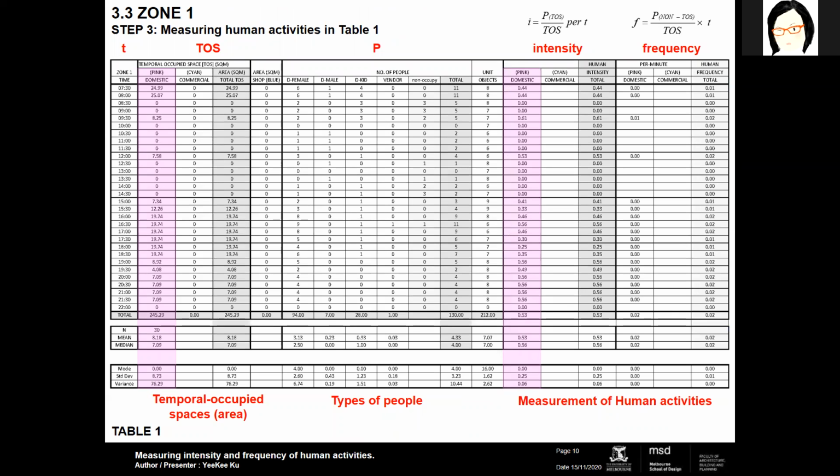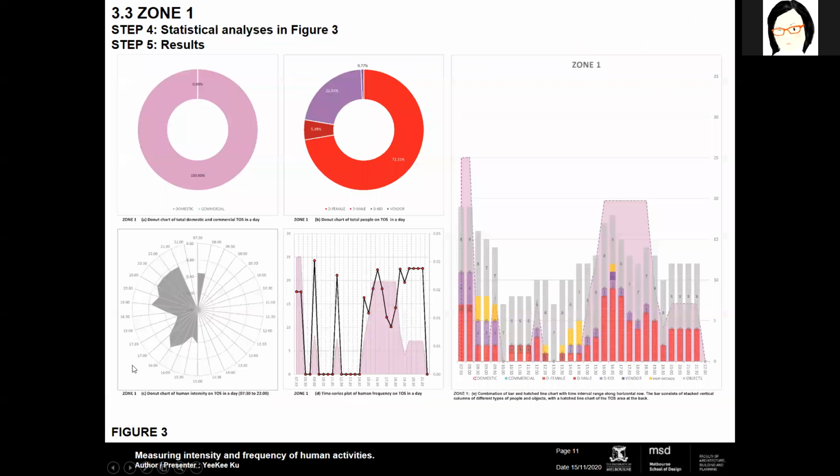Step 3, measurement of human activities in table 1, which is a two-way table with rows of time intervals and columns of TOS, temporally occupied spaces area, number of people, intensity calculation, and frequency calculation. The end of the row are mean and median calculations with standard deviation and variance. The spaces occupied for domestic activities are in pink, and the data is visualized in step 4.